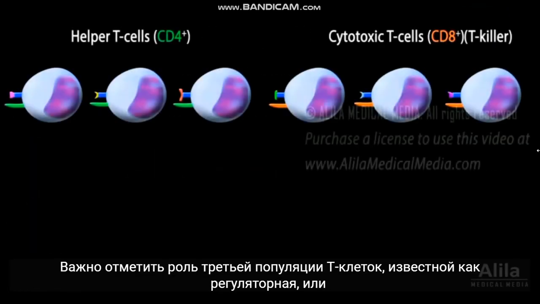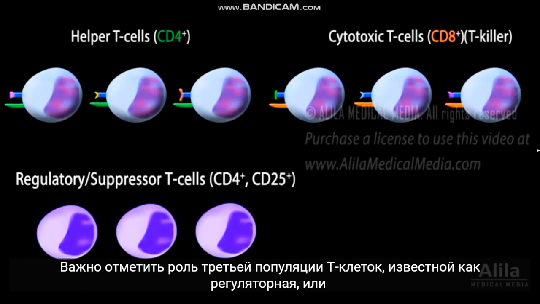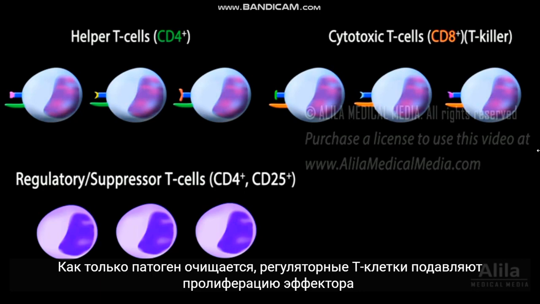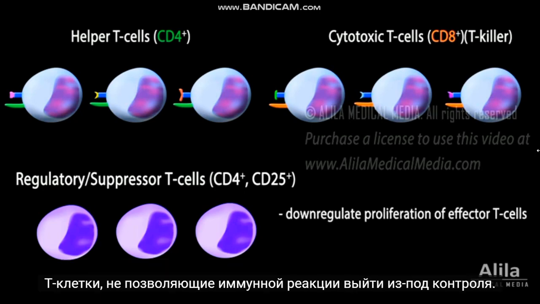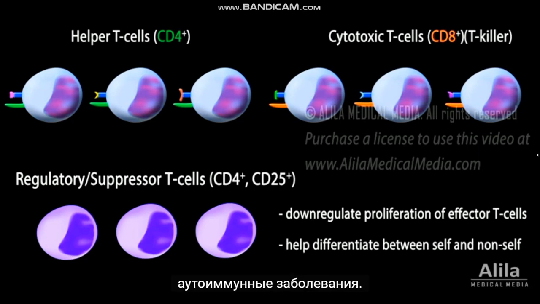It is important to note the role of a third T cell population, known as regulatory or suppressor T cells, in dampening the immune response when it's no longer needed. Once the pathogen is cleared, regulatory T cells downregulate the proliferation of effector T cells, keeping the immune reaction from running out of control. They also help differentiate between self and non-self antigens, and thus prevent autoimmune diseases.